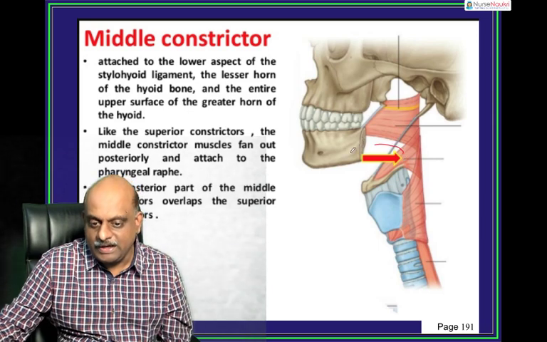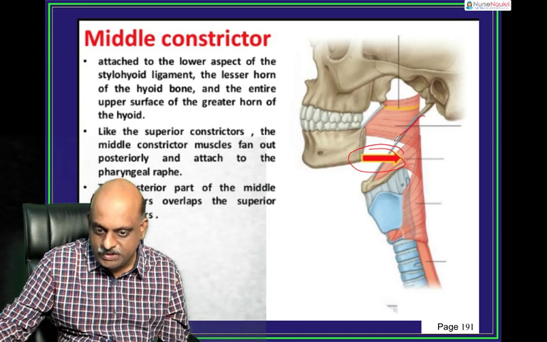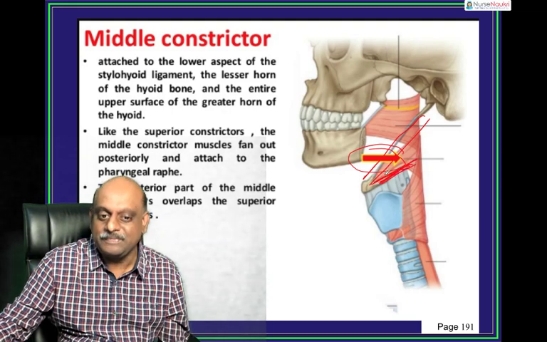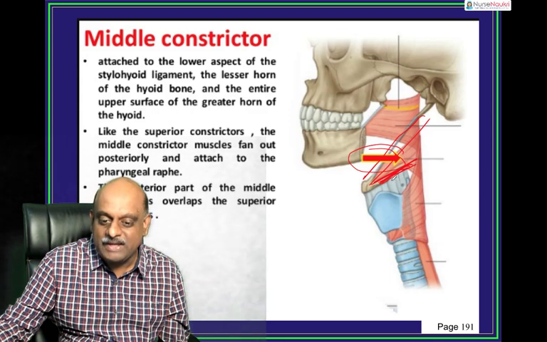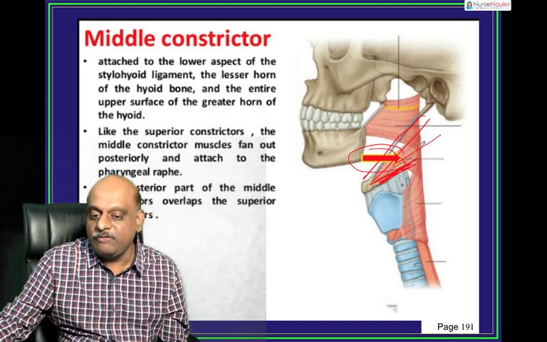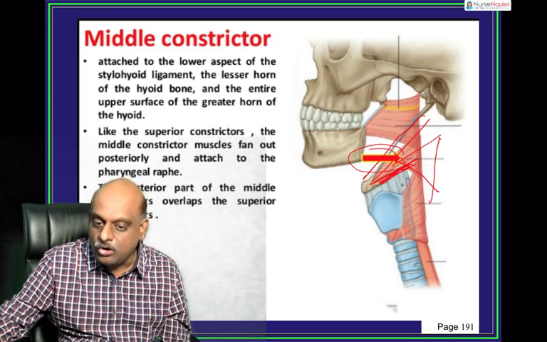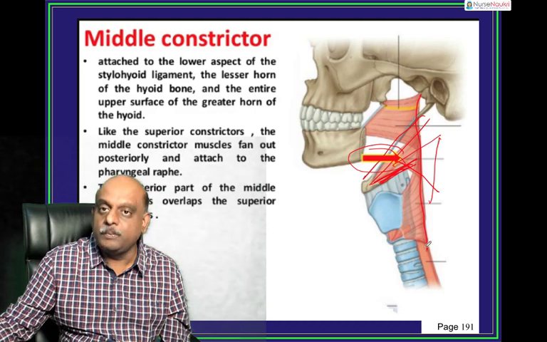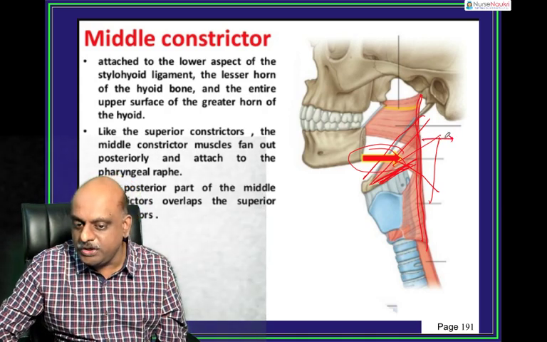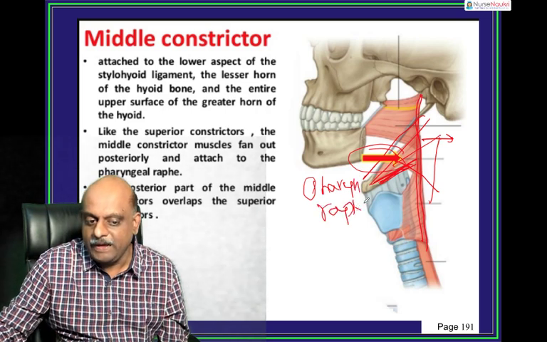The middle constrictor is attached to the stylohyoid ligament, and the lesser cornu of the hyoid bone, and the upper surface of the greater horn of the hyoid, and basically it will be fanning out towards the posterior aspect. All these constrictors, superior, middle, inferior, all of them posteriorly, they will get merged into what is called the pharyngeal raphe. Pharyngeal raphe is what you need to remember.